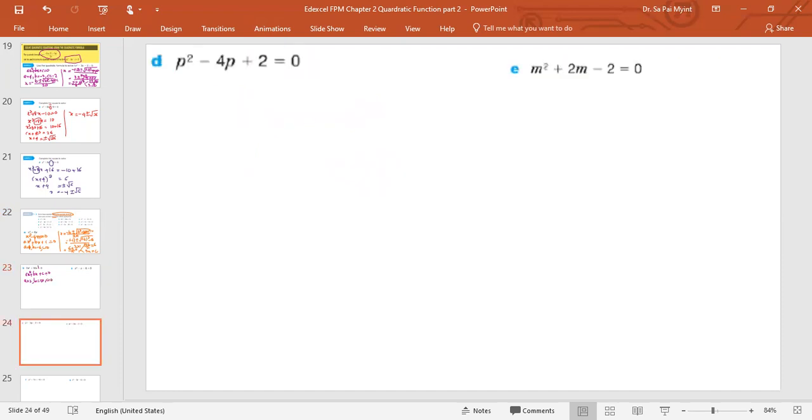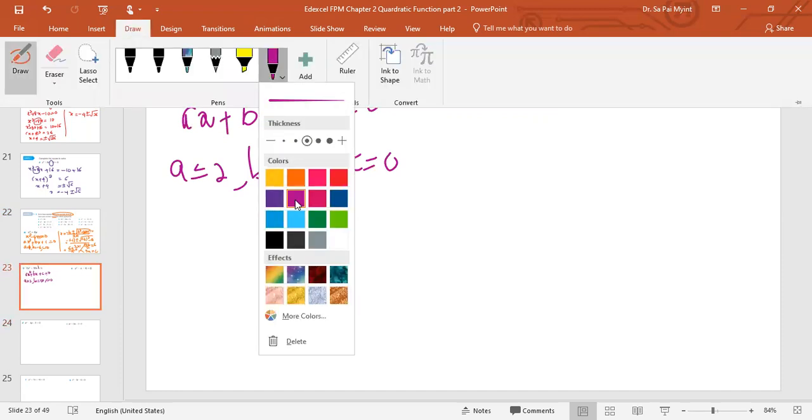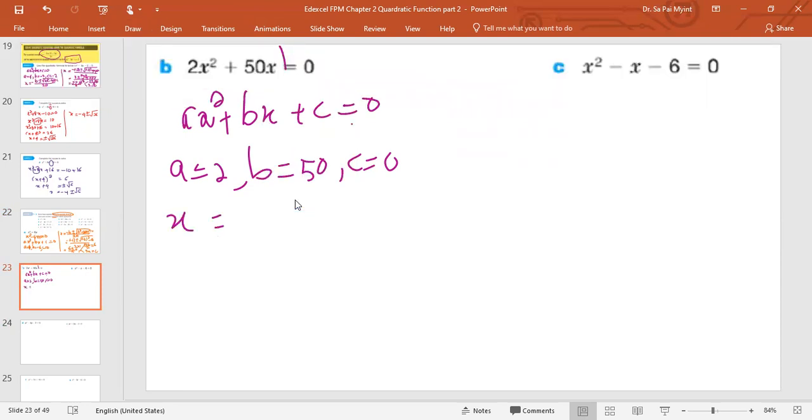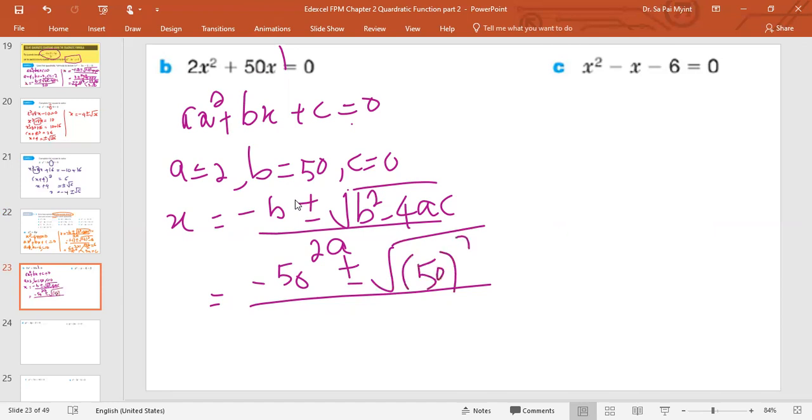After that, you have to write down the formula: x equal to negative b plus or minus square root of b squared minus 4ac over 2a. Negative b, what is b? B is 50. So negative 50 plus or minus square root of 50 squared minus 4ac. C is 0, that's why 4ac must be 0. And then 2a. A is 2, so 2 into 2.